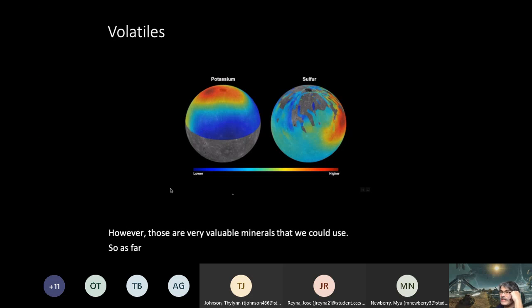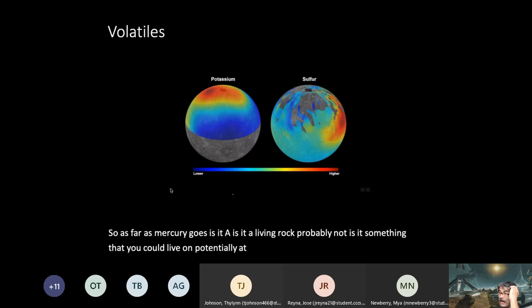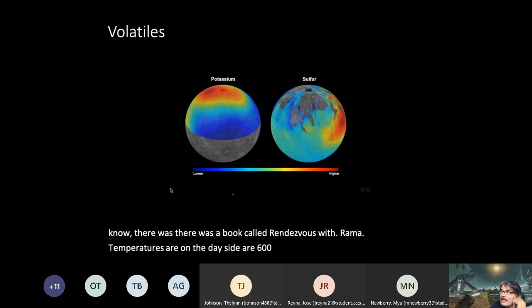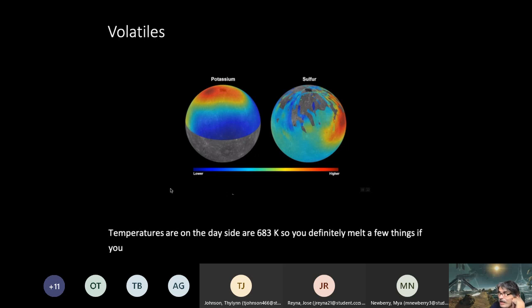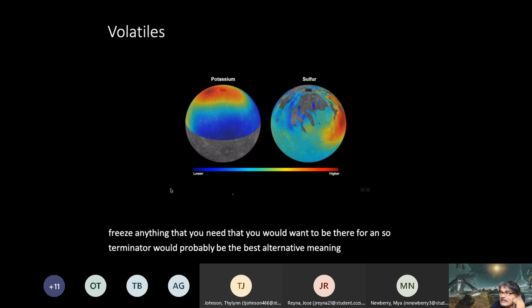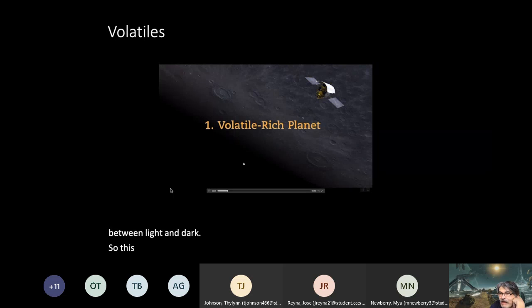So as far as Mercury goes, is it a living rock? Probably not. Is it something that you could live on? Potentially at the terminator. There was a book called Rendezvous with Rama, written by Arthur C. Clarke, and he actually put a colony on Mercury at the terminator, where the temperatures are actually reasonable. Temperatures on the day side are 683 K, so you would definitely melt a few things if you tried to live there. And then the night side is minus 100, so you would definitely freeze anything that you wanted to have there. So the terminator, meaning the separation between light and dark, would probably be the best alternative. So this is a volatile-rich planet.